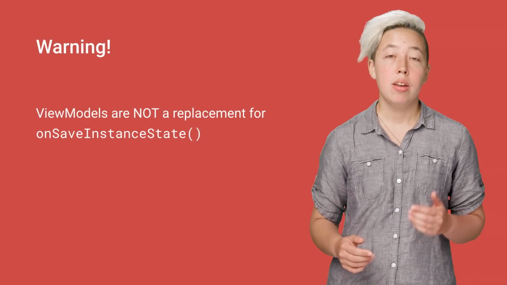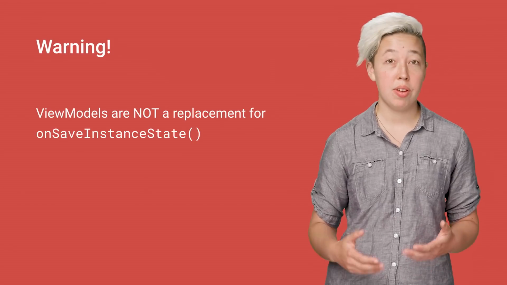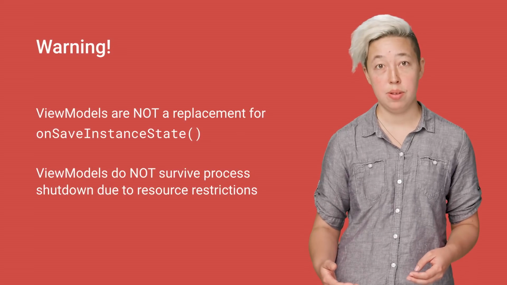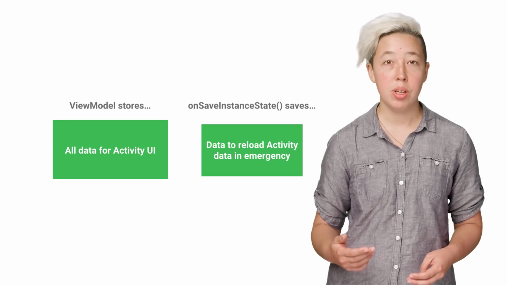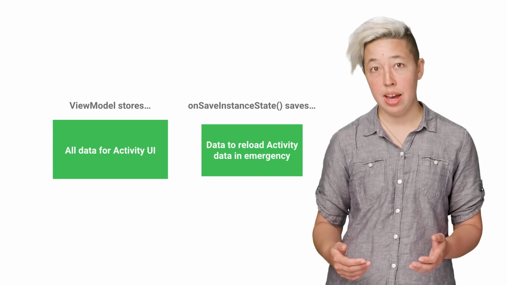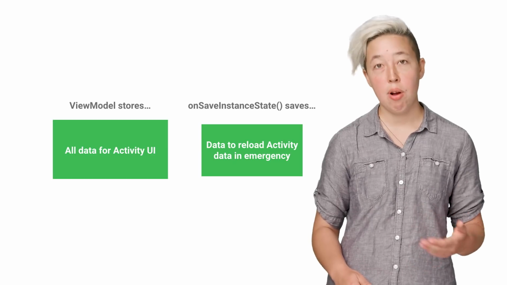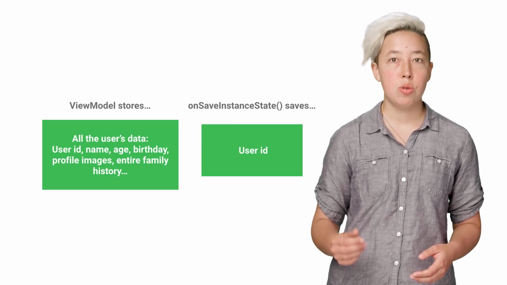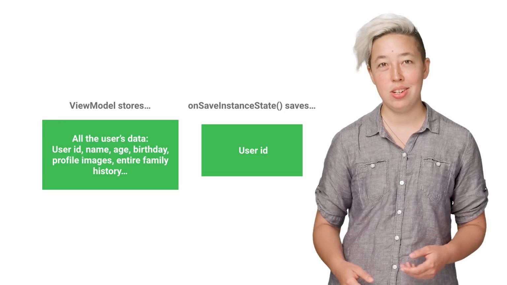Okay, one more warning. ViewModels are not a replacement for onSaveInstanceState. Now, as I said, ViewModels survive configuration changes, but that doesn't mean that they survive a process-related shutdown due to resource restrictions. So make sure to use your ViewModels to store as much UI data as possible so that you don't need to reload or regenerate that data during a configuration change. OnSaveInstanceState, on the other hand, is meant to store the smallest amount of data that you need to actually restore a UI state if your process is shut down by the framework. So for example, you might use onSaveInstanceState to store the database ID for an object instead of storing the full object. Documentation is linked.